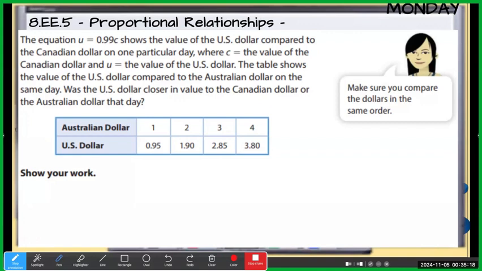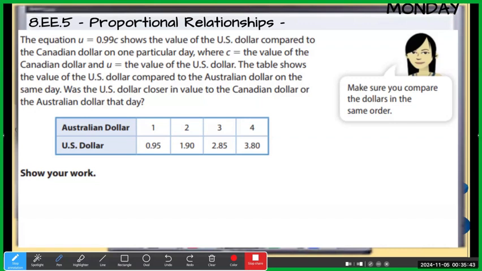Still working a little bit, I'm gonna start reading. It says the equation U equals 0.99C shows the value of the US dollar compared to the Canadian dollar on one particular day, where C equals the value of the Canadian dollar and U equals the value of the US dollar. The table shows the value of the US dollar compared to the Australian dollar on the same day. Was the US dollar closer in value to the Canadian dollar or the Australian dollar today?